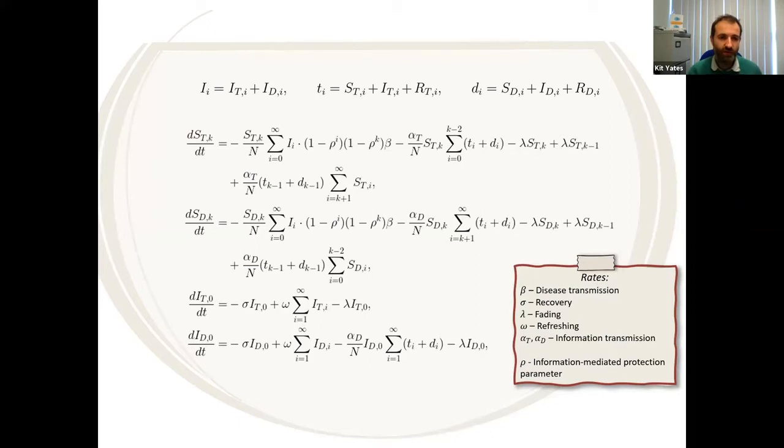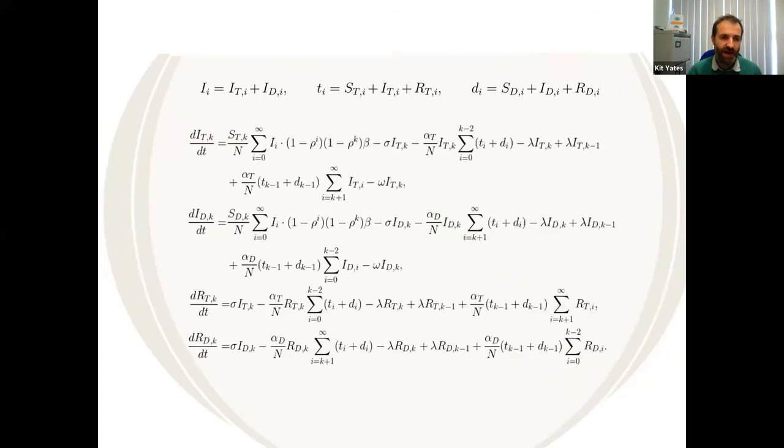So this is the sort of full model. We've got categories for susceptible and infecteds, trusting and distrusting, and then information level K. So that's what these subscripts mean. So these are the susceptible ones. We've got infecteds at level zero. They've got their own equations. And then we've got infecteds at level K, trusting and distrusting, and recoveries at level K, trusting and distrusting.